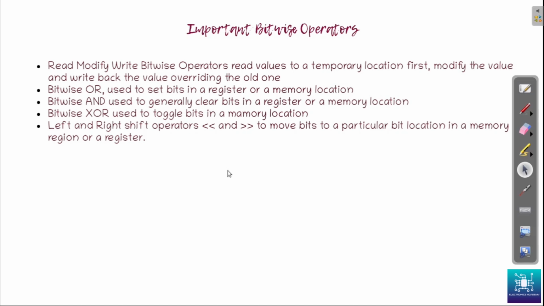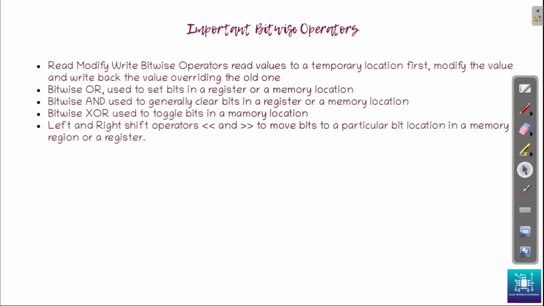Now let's come to bitwise operators. Besides accessing memory, we also need to operate on the bits and bytes of the registers and other memory locations. So read, modify, write: bitwise operators read values to a temporary location first, modify the value, and write back the value, overriding the old one.